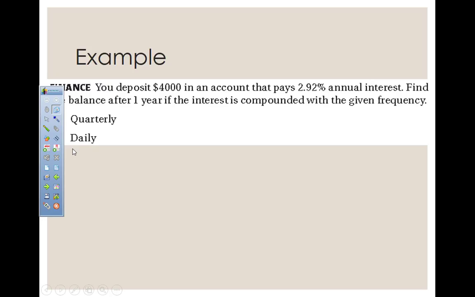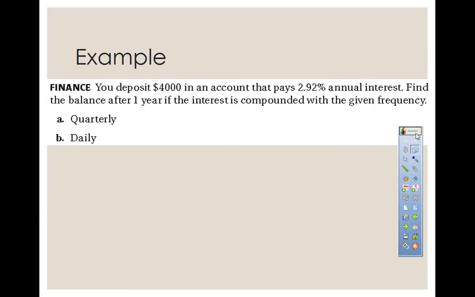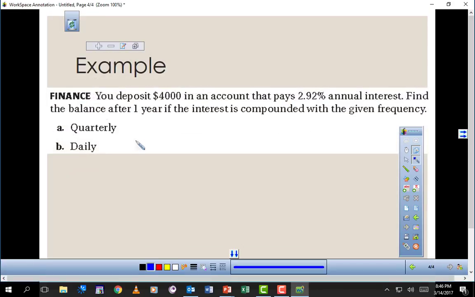Whoa, let's back up there. So we're going to look at two different scenarios. And I'm going to set up the equation for you. I want you to go ahead and put it in the calculator after that on your own. So we have A is equal to P, and then we have 1 plus R over N, and then N times T.